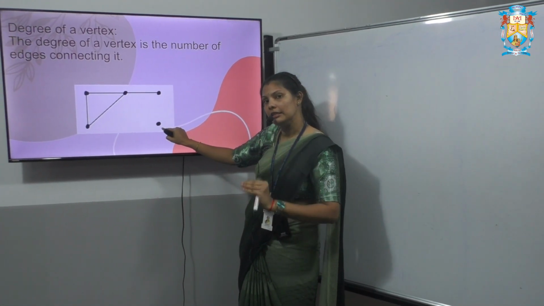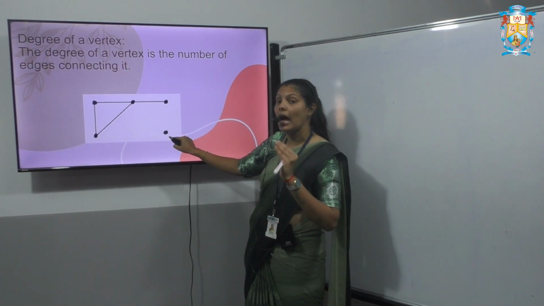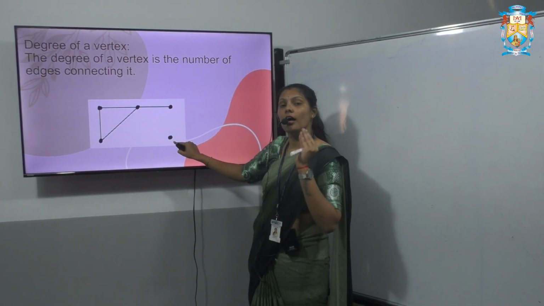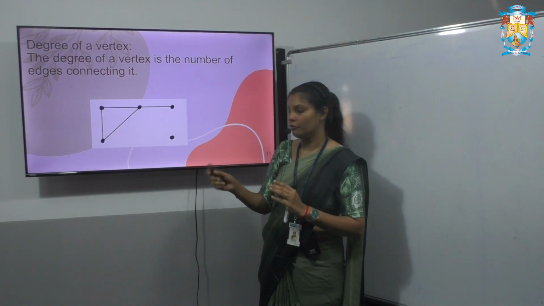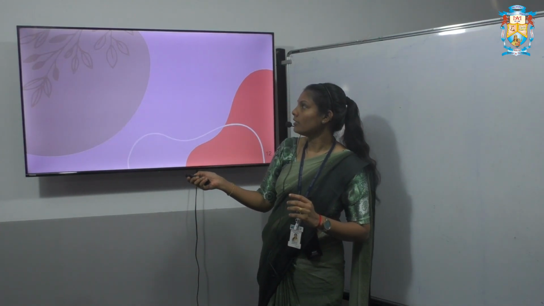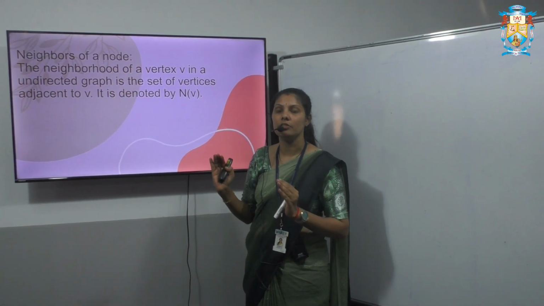So when the degree of a vertex is 0, it means it is an isolated point or an isolated node, we will say. This is regarding the degree of a vertex. Next we will see the neighborhood of a node, or the neighbors of a node.